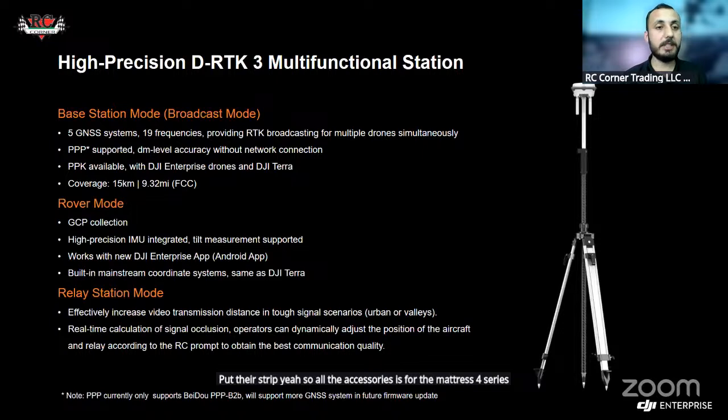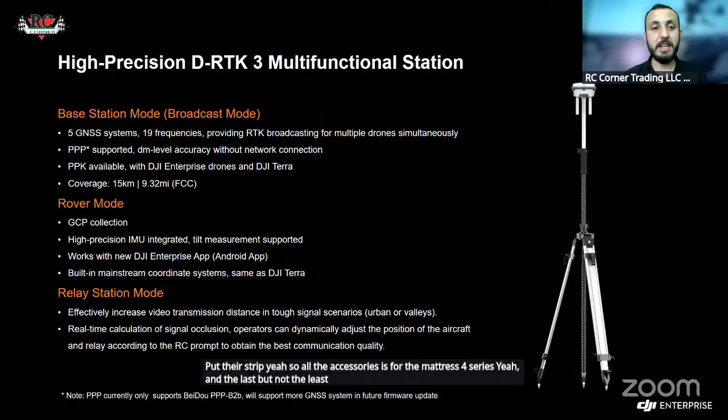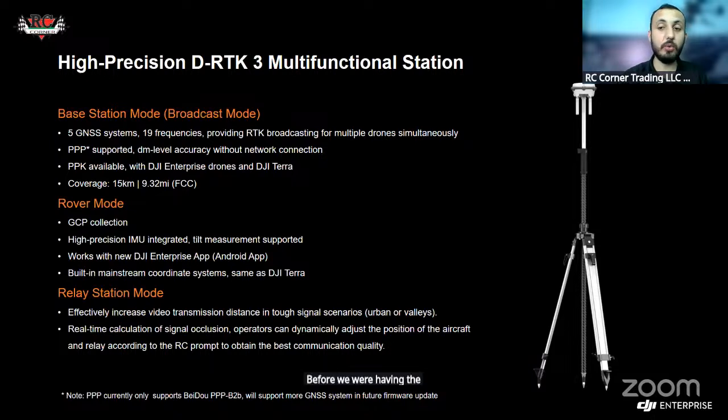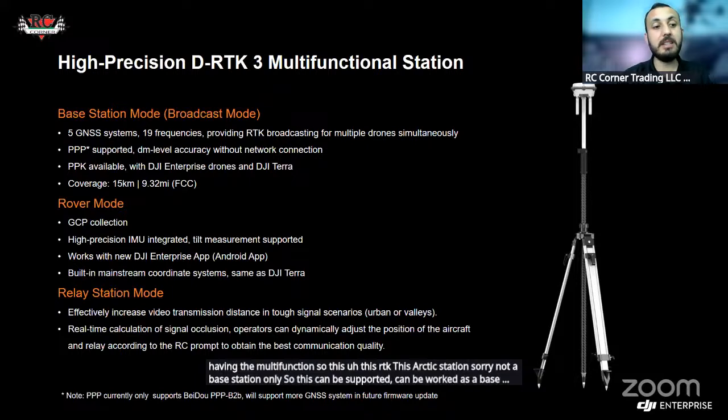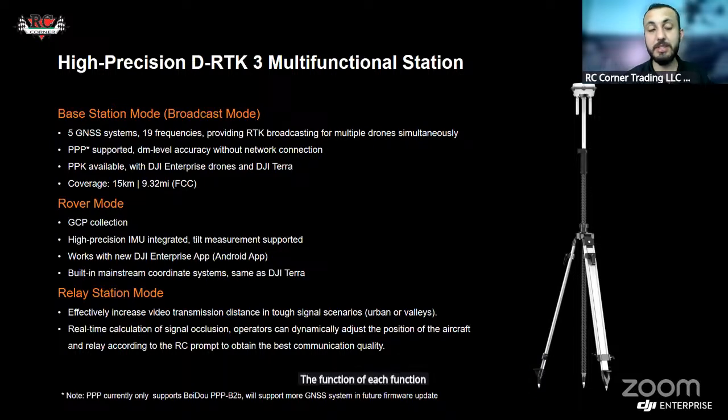Yeah, and last but not least, let's talk about the DJI DRTK 3 multifunction base station. Before, we were having the DJI DRTK base station only. Now we are having the multifunction. So this RTK station, sorry, not a base station only, can work in base station mode, or you can set it as a rover mode, or you can set it as a relay mode. So let's see the function of each feature one by one.